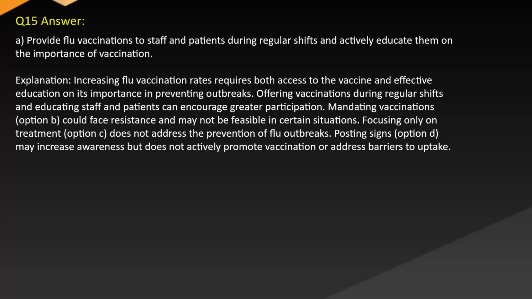Mandating vaccinations, option B, could face resistance and may not be feasible in certain situations. Focusing only on treatment, option C, does not address the prevention of flu outbreaks. Posting signs, option D, may increase awareness but does not actively promote vaccination or address barriers to uptake.